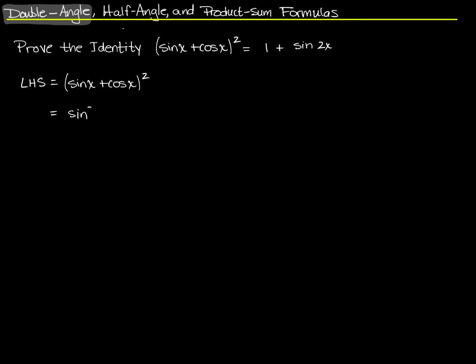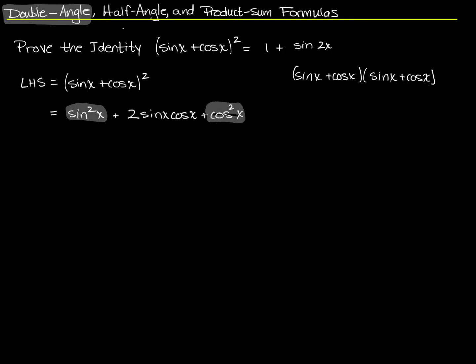This is going to give me sine squared of x plus 2 times sine of x times cosine of x plus the cosine of x squared. If you don't believe that, try rewriting this as sine of x plus cosine of x times itself. And then use distribution to rewrite this expression. You end up with this. Now notice that I have a sine squared plus a cosine squared in my expression. So let's reorder that.